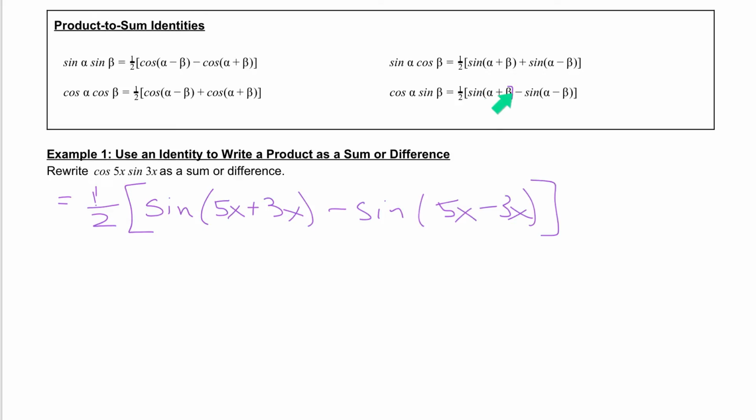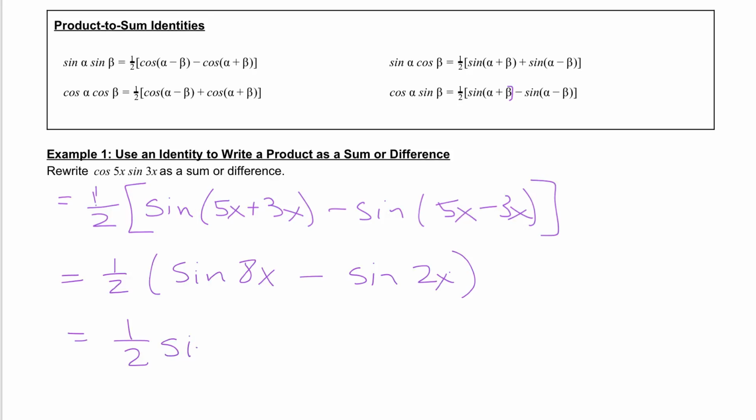So again, the alpha and the beta are the 5x and the 3x. So we're adding them here, subtracting them here. We can combine these two together because they're like terms, and we get 1/2 times the sine of 8x minus the sine of 2x. And then if we distribute the 1/2, we get 1/2 sine of 8x minus 1/2 sine of 2x. And that's as simplified as we can get.